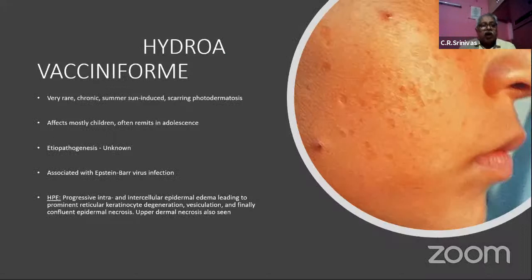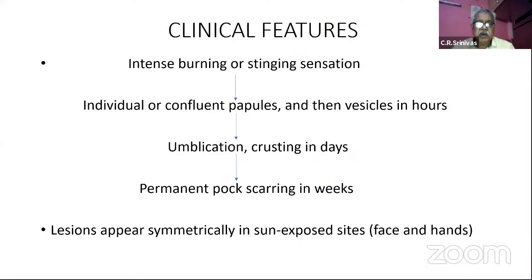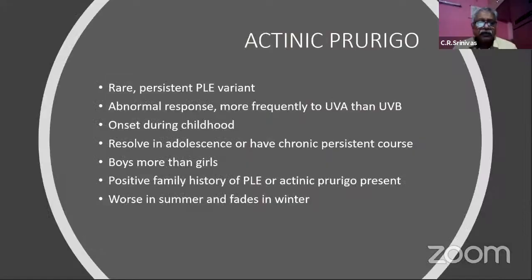The next is hydroa vacciniforme. This occurs as papular lesions which can umbilicate, have umbilication on the top, will be painful, severely pruritic, and can heal with scarring. I have seen only 2 or 3 cases till now, it is relatively rare, but you have to be aware of it to catch the rare one. There is intense burning, stinging, crusting, and then pockmark-like scars occur on the face.